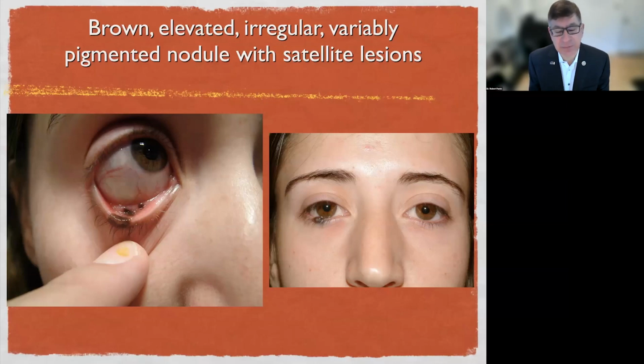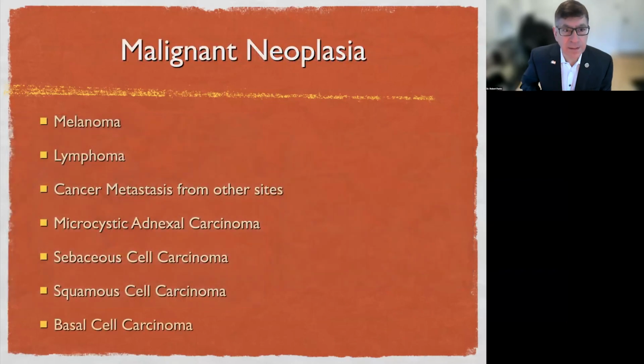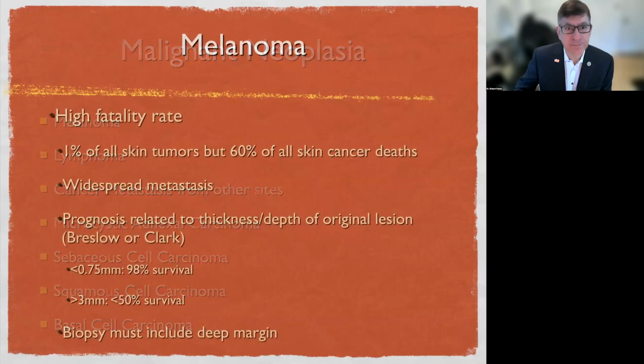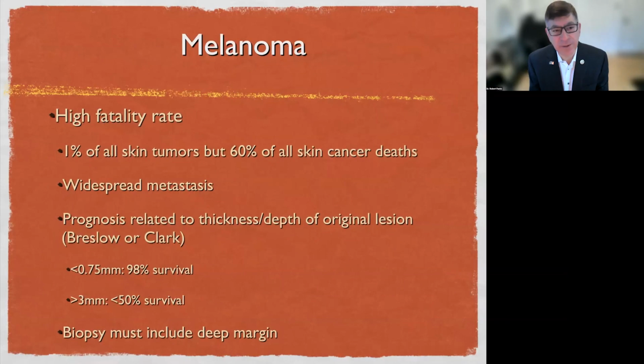Most of you now can tell we're moving into a more dangerous category of the malignant neoplasia, including melanoma, lymphoma, metastasis, microcystic adnexal carcinoma, sebaceous cell carcinoma, squamous cell carcinoma, and basal cell carcinoma. We'll start off with melanoma. As you know, this has a relatively high fatality rate. It's only 1% of all skin tumors, but 60% of all skin cancer deaths, and can cause widespread metastasis.